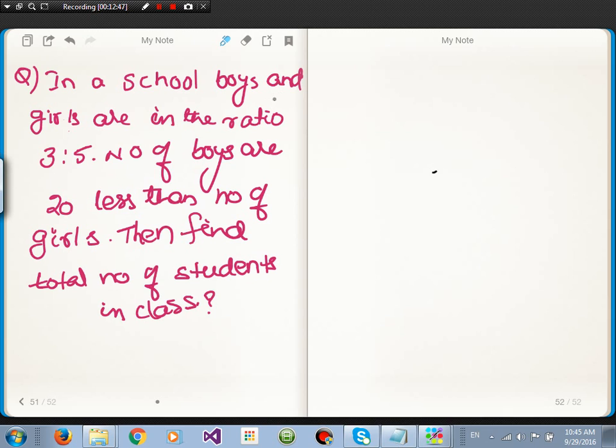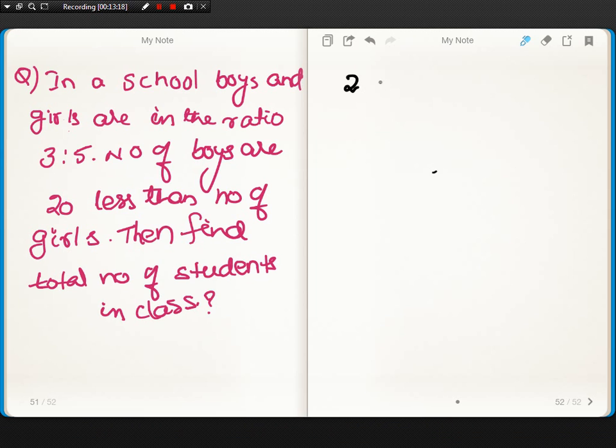Okay, in the school, boys and girls are in the ratio 3 is to 5. The number of boys is 20 less than the number of girls, and according to the ratio, the number of girls is more than the number of boys. For every 5 girls, there are 3 boys in the classroom. The difference between the numbers in the ratio is 5 minus 3, 2, and the difference between the boys and girls given is 20. So 2 parts are equivalent to 20. Total, how many parts are there? 3 plus 5, 8 parts.